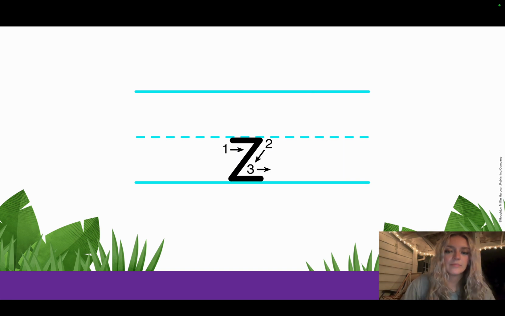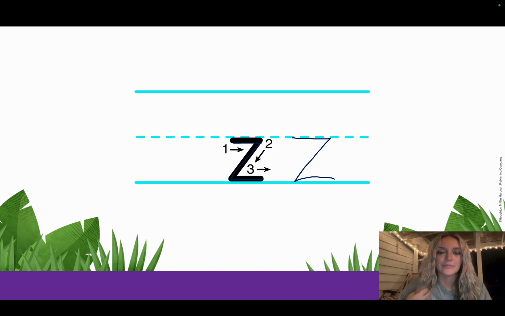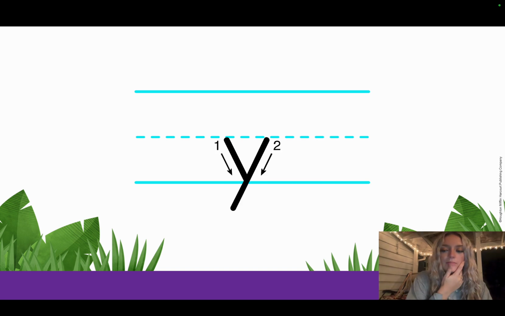All right. Pause if I'm going too fast. Ooh, what's this letter? Z, and it makes the z sound. Let's make a little z. Notice how I follow the 1, 2, 3. You should be doing the same. Alrighty. Next one. Y. It's a Y, and Y makes what sound? Go ahead and make a little Y.